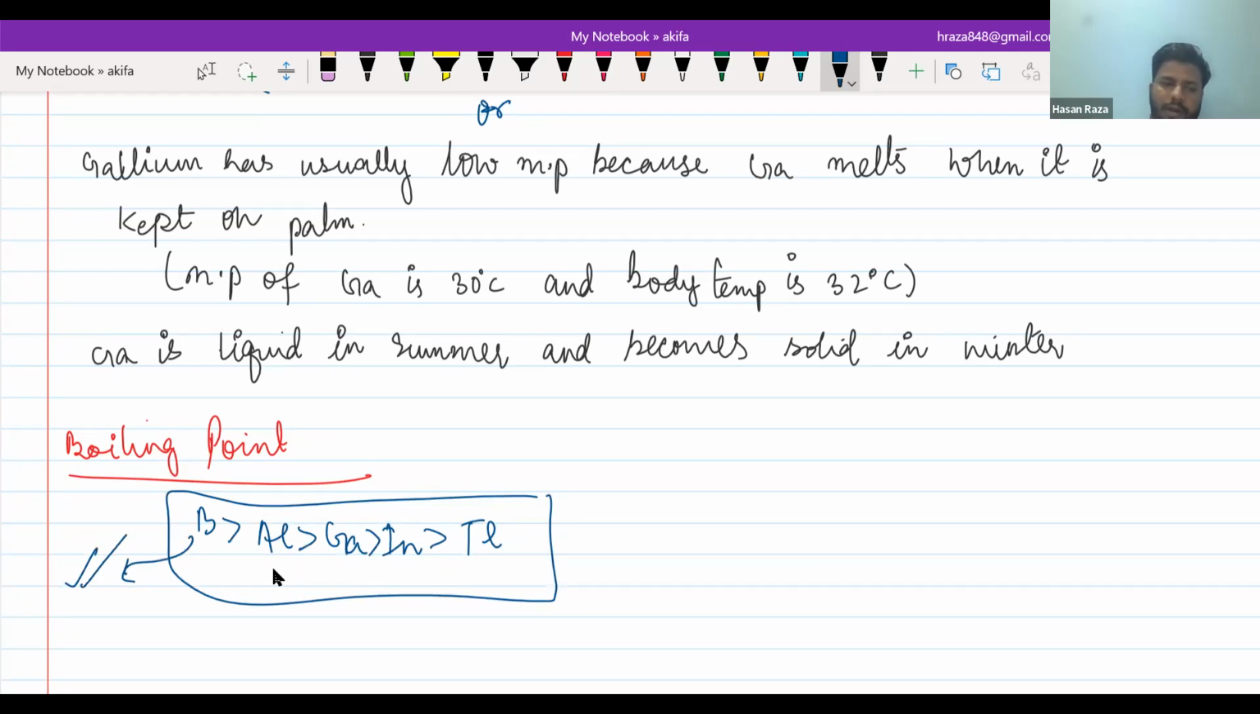All are here metallic bond, a strong metallic bond. If size increases, the strength of the metallic bond decreases. So it all has a strong metallic bond. That's why going downward, boiling point decreases. Just write it.